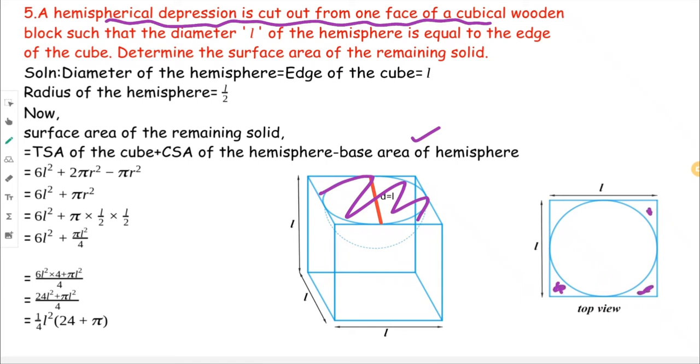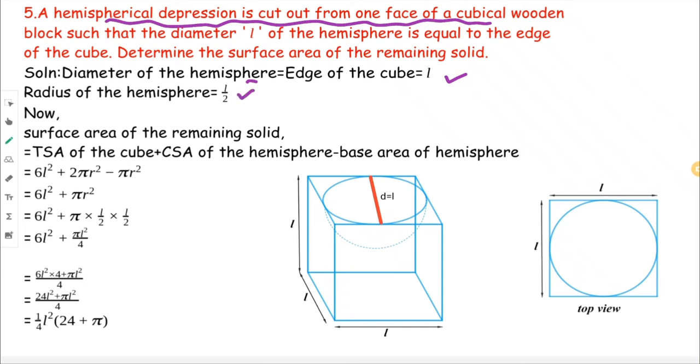This is a surface area, right? That's why I have to subtract this area of the circle, the area of the circle or base area of the hemisphere. If I subtract it, then I'll get this region here. Okay, so that is what we'll be doing. So once again, they have given us the diameter of the hemisphere, which is also equal to the edge of the cube, L. So if the diameter is L, then obviously the radius will be L by 2, right?